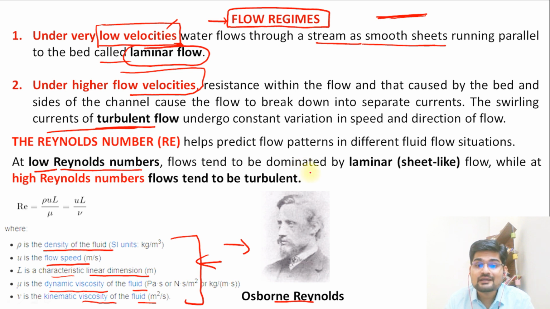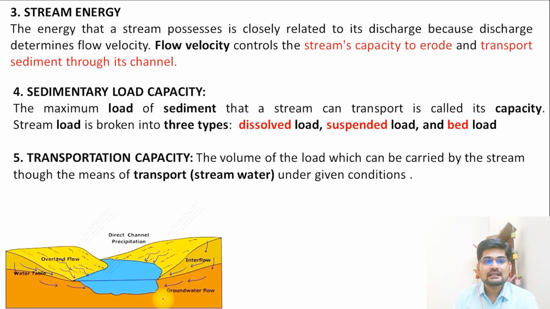When it is low in number, it is laminar or sheet flow. When it is high in number, it is turbulent flow. So Reynolds number has a direct relation with laminar flow or turbulent flow, that you have to remember. The next part of this dynamic is stream energy. So velocity is equally important as energy is important.